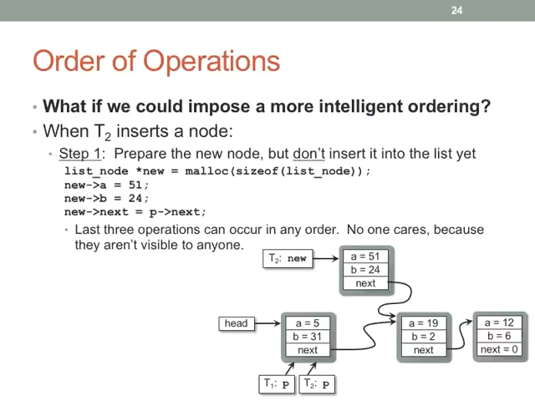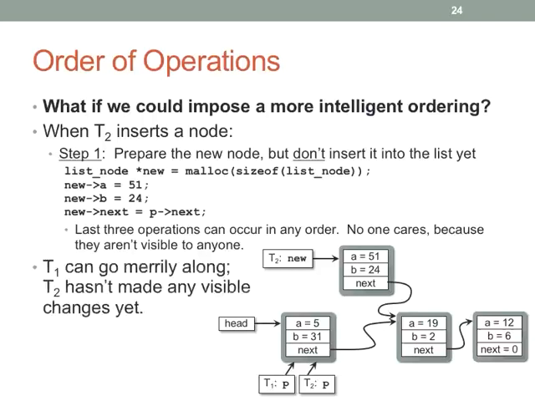Okay, so we prepare a new node. We don't insert it into the list yet. And you can see that new A, new B, new next, those things could happen in any order. We do not care. Obviously, the first operation should complete before any of the other ones do. If that doesn't happen, then you have real issues. But we can presume that the last three operations can occur in any order because they're not visible yet. T2 is the one manipulating the list, so T1 can just go on. It doesn't care because it doesn't see the changes. They're not even visible. If it follows next, it doesn't see the new node because it isn't actually in the linked list yet.